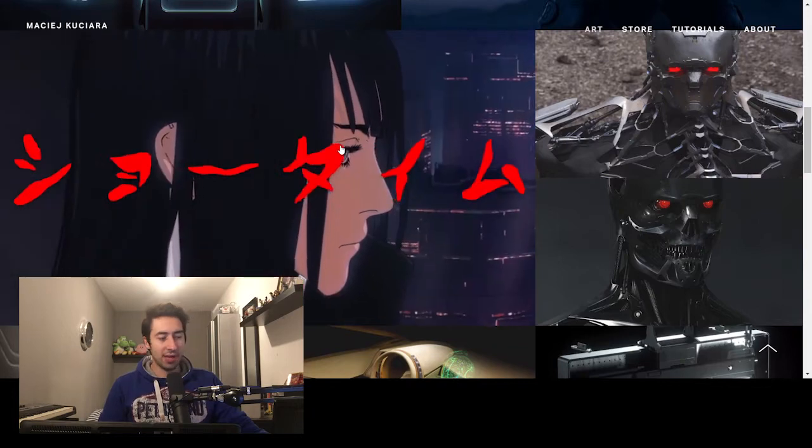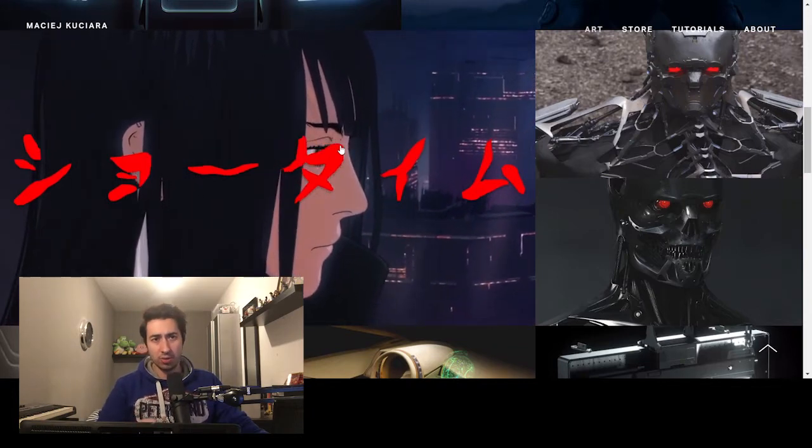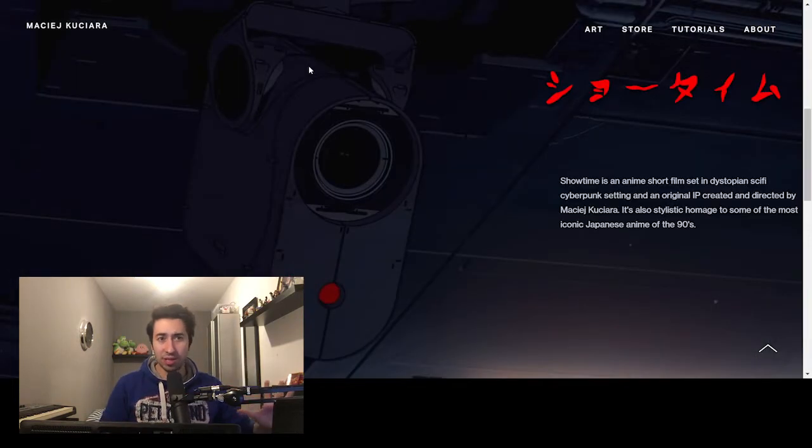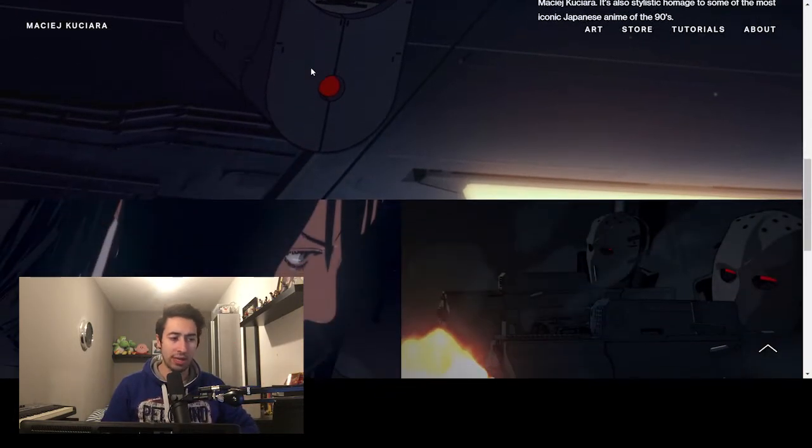So next we have Showtime. Showtime is his personal IP, which I think looks really cool. I don't know what kind of shader he's using, but he's trying to recreate an anime feel for this 3D rendering, which I think looks really awesome.